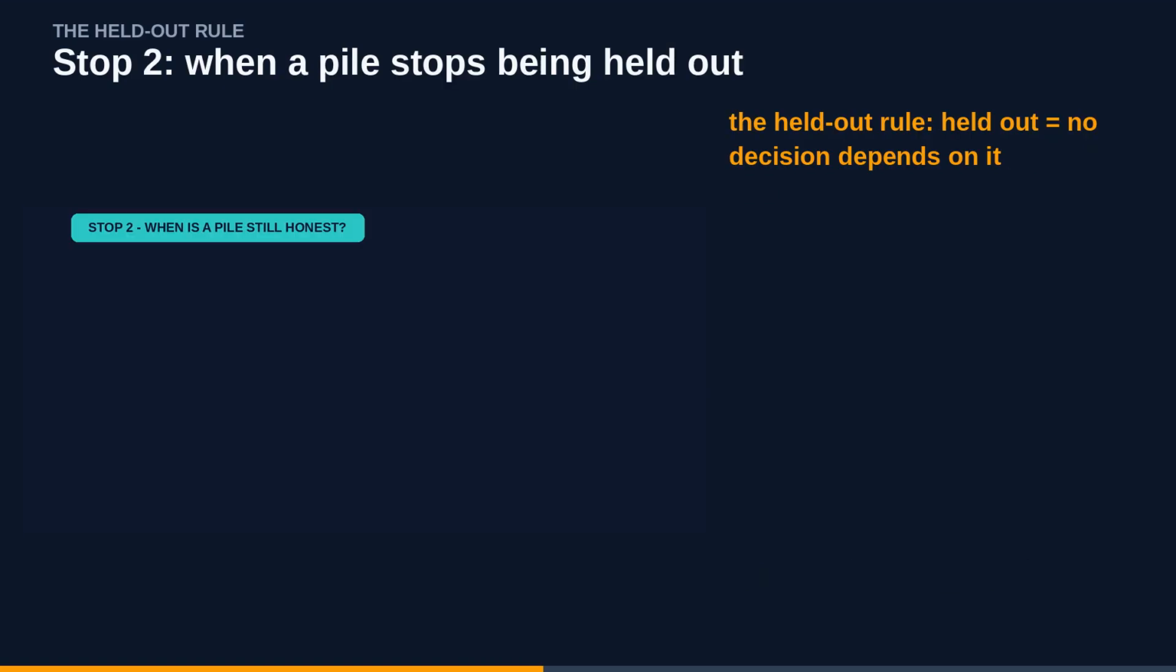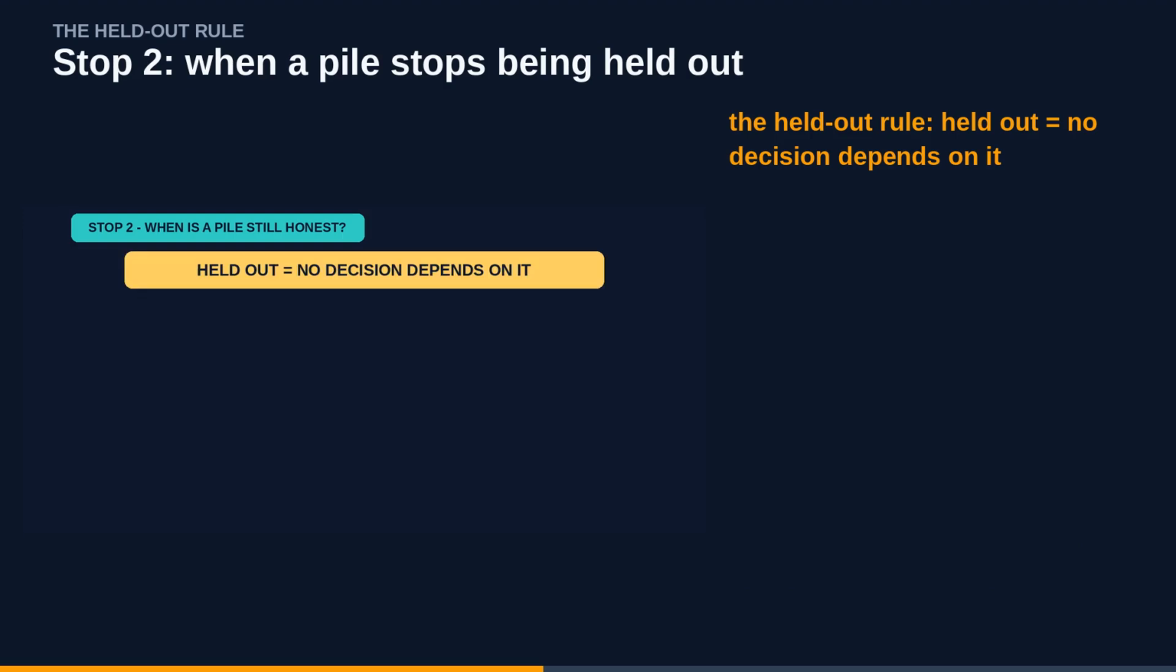Stop 2, the rule that trips up almost everyone, so hear it twice. A pile only counts as held out while no decision depends on it. Now watch how easily it breaks.